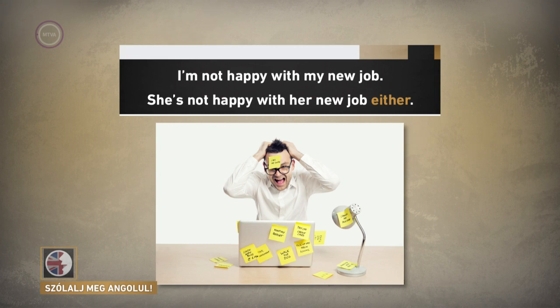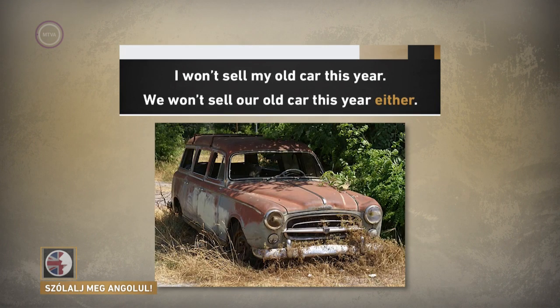Now, when we first looked at too, we also learned how we can agree with a verb in the negative, didn't we? When the verb is in the negative, we use either, not too, at the end of the sentence. I'm not happy with my new job. She's not happy with her new job either. I won't sell my old car this year. We won't sell our old car this year either.